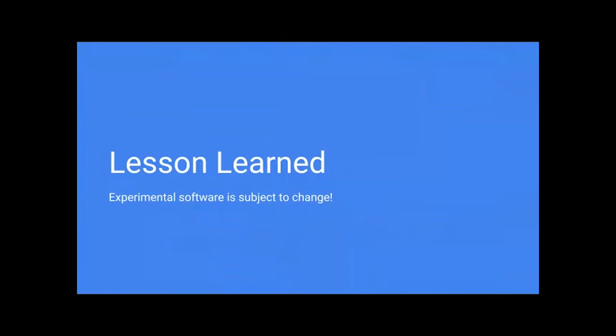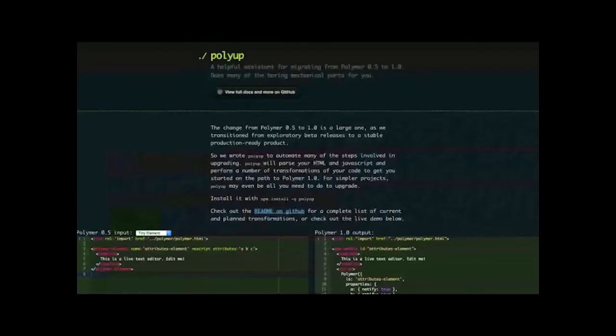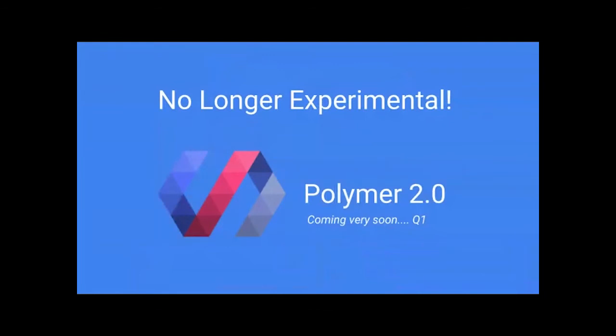But we did learn some valuable lessons. One of the big ones is that experimental software is subject to change. We launched with the 0.56 version of Polymer. Polymer 1 was just around the corner. But luckily, the Polymer team created this PolyUp tool, which goes through all your markup, quickly changes it to the new syntax. And that's going to be really a great tool for when Polymer 2.0 comes out in the next probably month or two. Don't want to steal Polymer's thunder, but I'm really looking forward to Polymer 2.